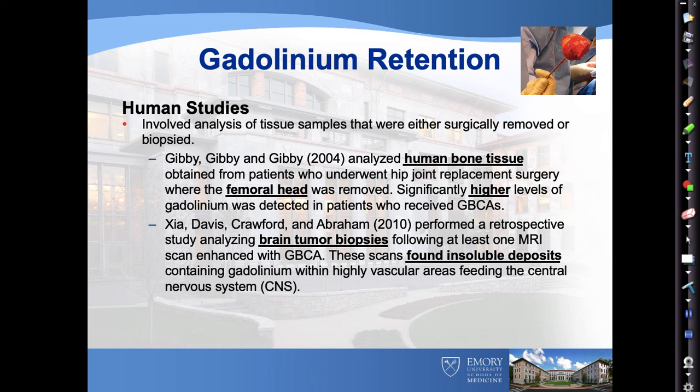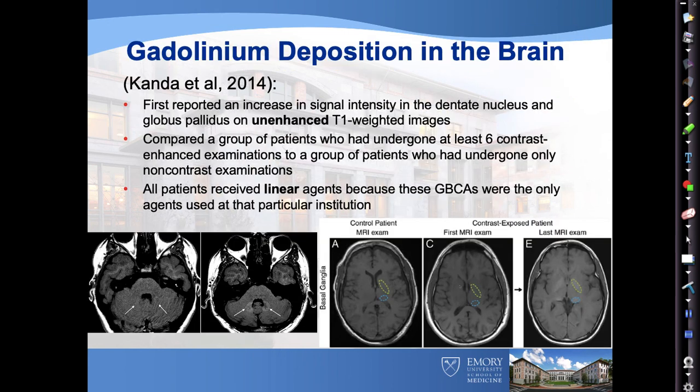Zia, Davis, Crawford, and Abraham in 2010 performed a retrospective study analyzing brain tumor biopsies following at least one MRI scan enhanced with gadolinium-based contrast agent. These scans found insoluble deposits containing gadolinium within highly vascular areas feeding the central nervous system. A groundbreaking study by Kanda et al. in 2014 found gadolinium deposition in the brain.